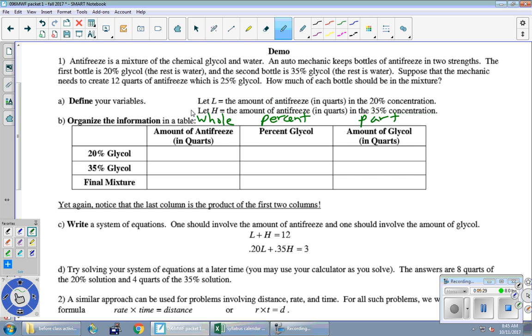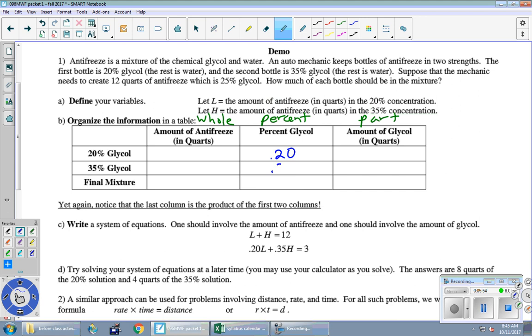So let's fill in some of these numbers. First, the percent column is usually the easiest. What number am I putting in the first row? 0.20. And it was good to not say 20, right? We got to convert those percentages to decimals when we put them in the table. Okay, the next row, I guess that's 0.35.